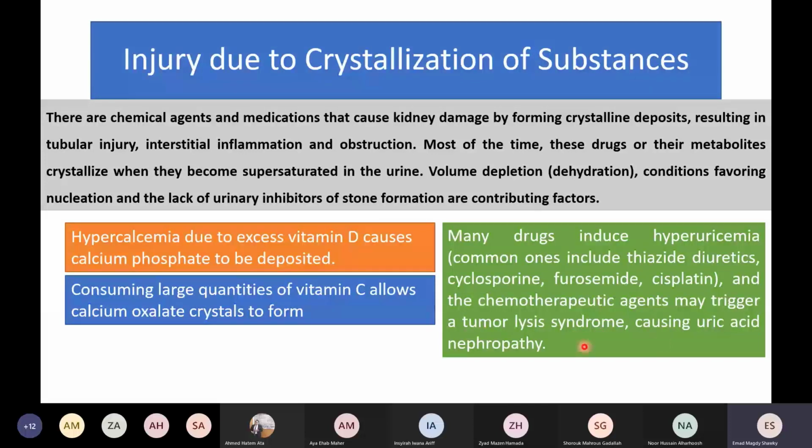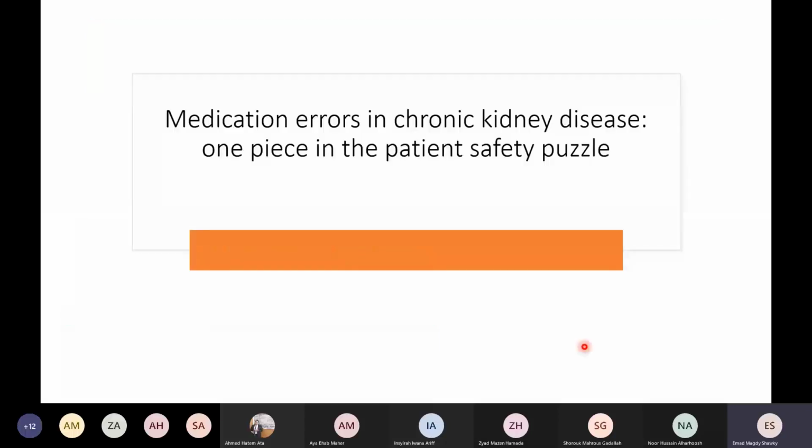So with some chemotherapeutic agents, when I treat the malignant cells, this agent will rupture the cells, liberating the uric acid inside, a storm of uric acid in the kidney, crystallization, and obstructive kidney disease. So these are the mechanisms, and these are the main points. This was the main core of the lecture.